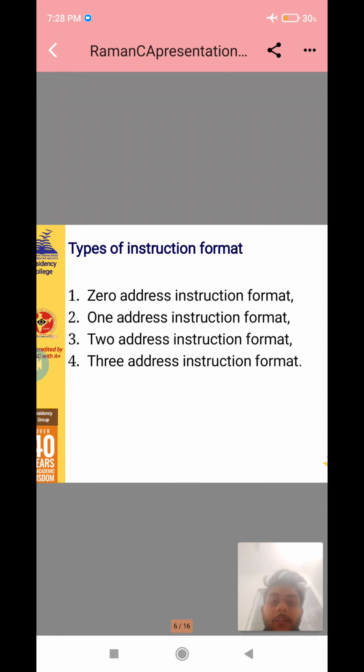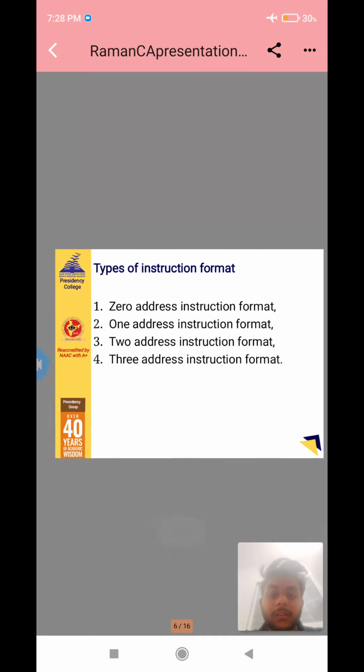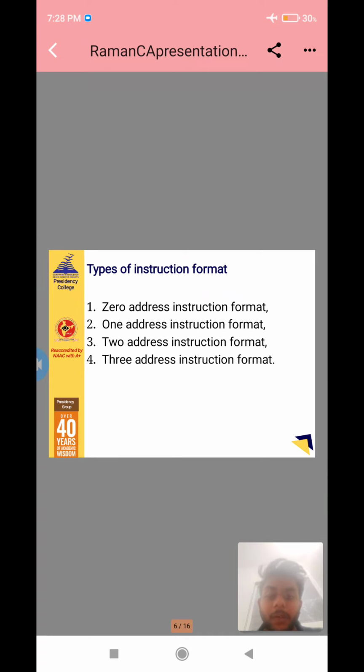So let's see the types of instruction format. There are totally 4 types of instruction format. The first one is 0 address instruction format, then 1 address instruction format, 2 address instruction format, and 3 address instruction format. So these are the 4 types of instruction formats.